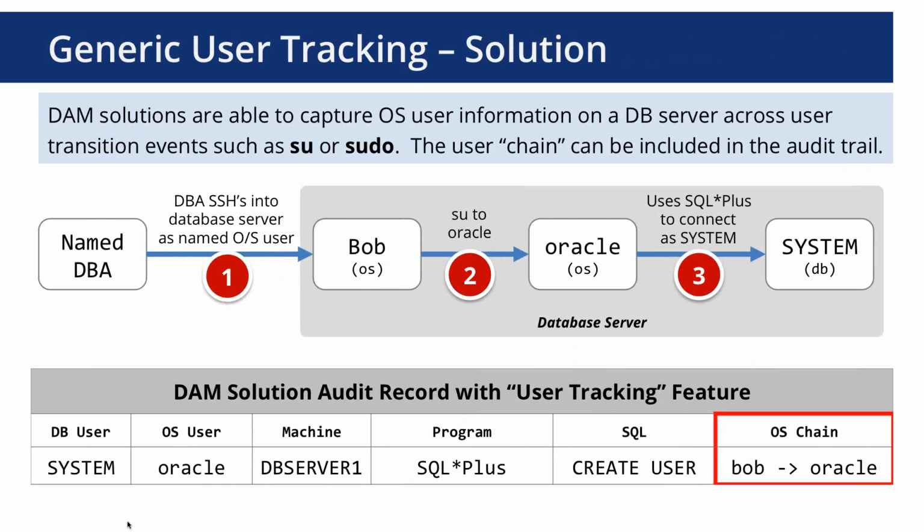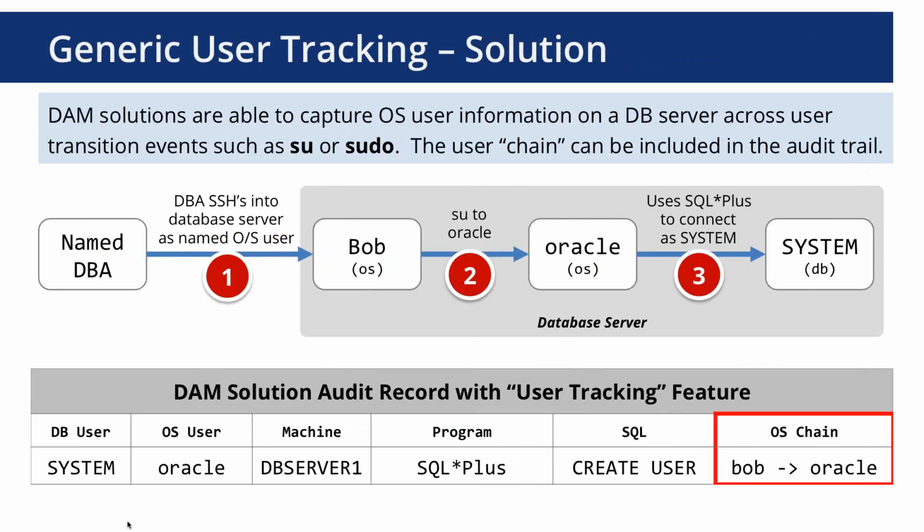But many, many times the DBAs actually have to use these generic accounts. But now I've solved that problem. So I SSH in as Bob. I SU to Oracle. Then I still do my SQL Plus to system. So steps 2 and 3 are the same. I'm still using the Oracle and system accounts. The only change I've made is now I'm going in as Bob initially.